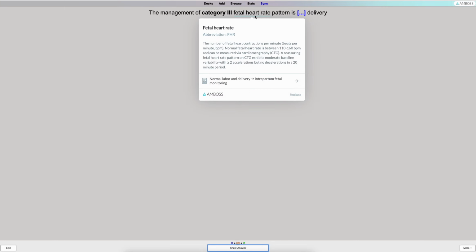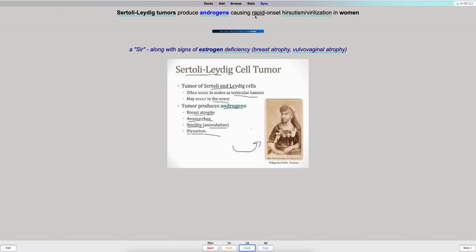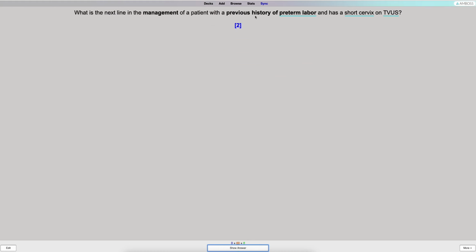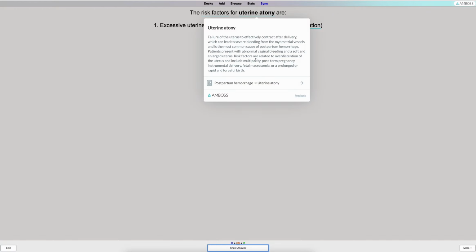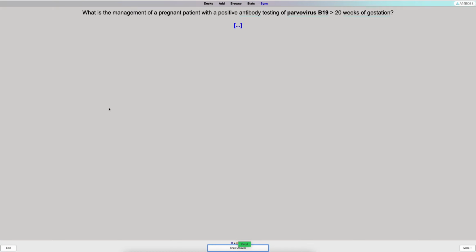Management of a category 3 fetal heart rate pattern is operative delivery. Uterine inversion is due to excess umbilical cord traction. Sertoli-Leydig cells produce androgens. Next line in management of a patient with preterm labor and short cervix is vaginal progesterone. Uterine atony is treated with magnesium sulfate.